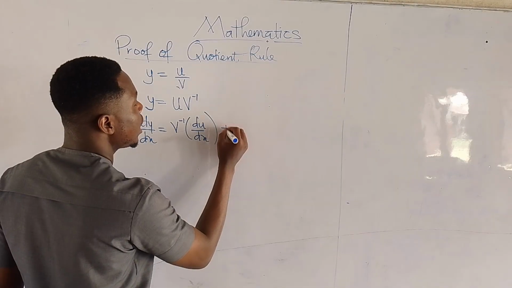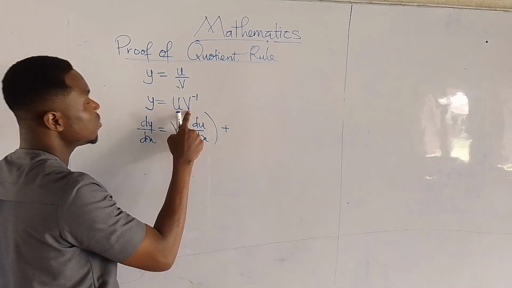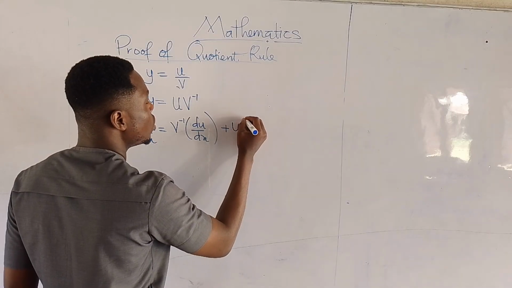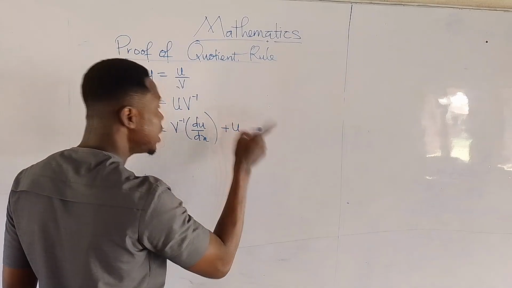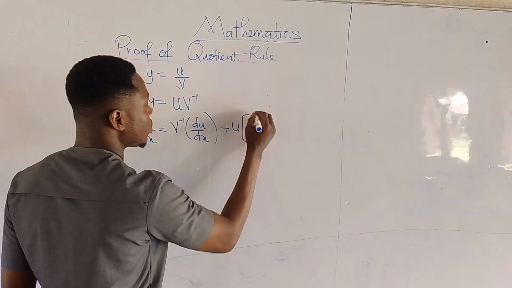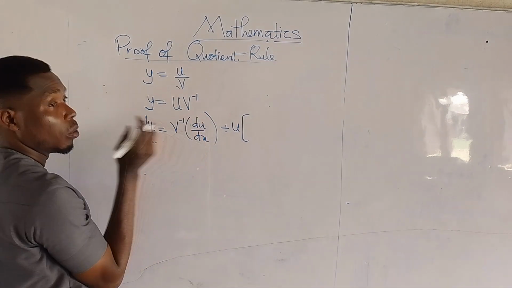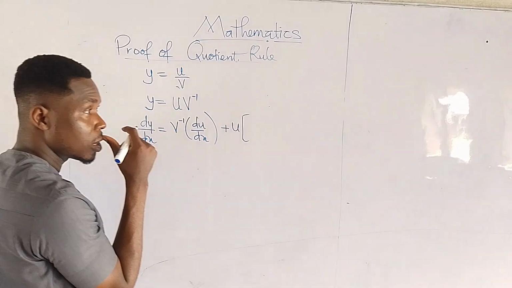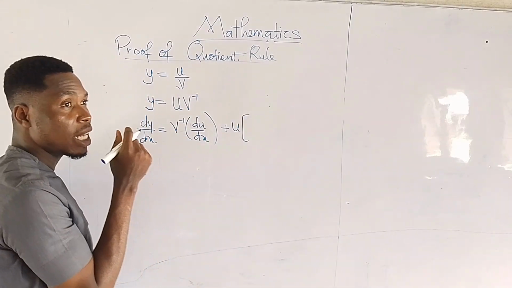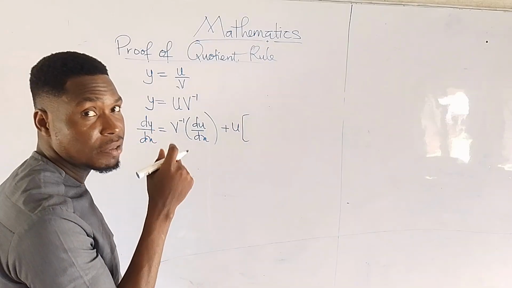Then, added to that, we now keep the u and differentiate v. So in differentiating v, have you seen the way it is? We use a rule, and that rule we call the chain rule. If you don't have any idea about the chain rule, kindly check my videos on the chain rule.